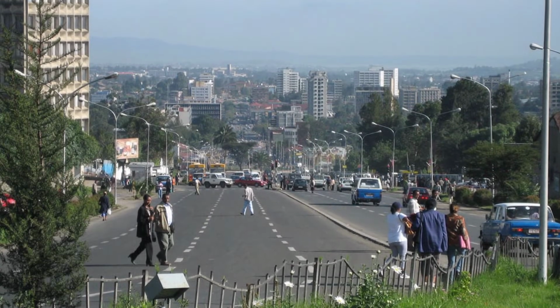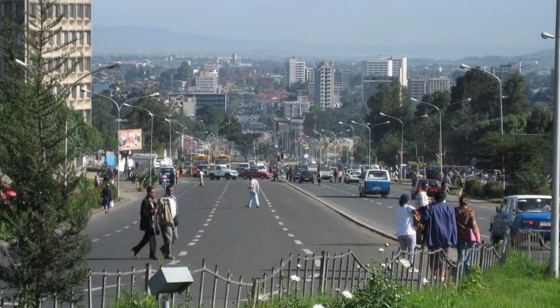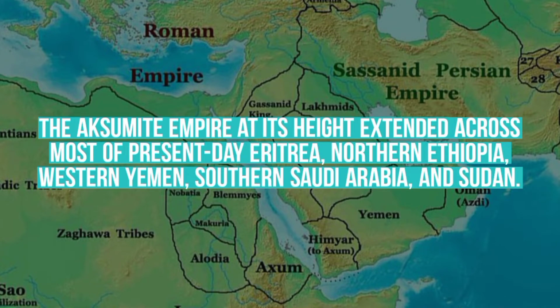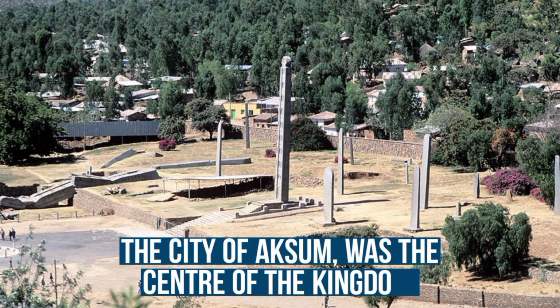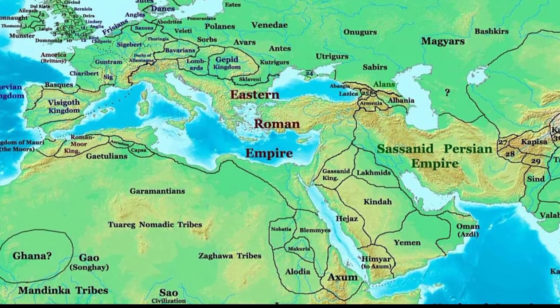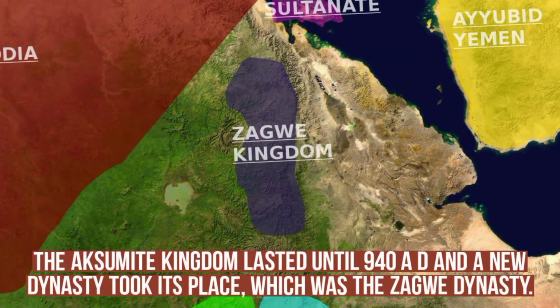The kingdom of Aksum was the first to use the name of Ethiopia as a nation as early as the 4th century AD. The Aksumite Empire at its height extended across most of present-day Eritrea, northern Ethiopia, western Yemen, southern Saudi Arabia, and Sudan. The city of Aksum was the center of the kingdom, and it was located on the main trade route between the Roman Empire and ancient India. The Aksumite kingdom lasted until 940 AD, and a new dynasty took its place, which was the Zagwe dynasty.